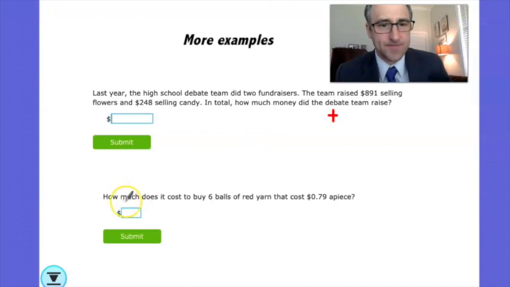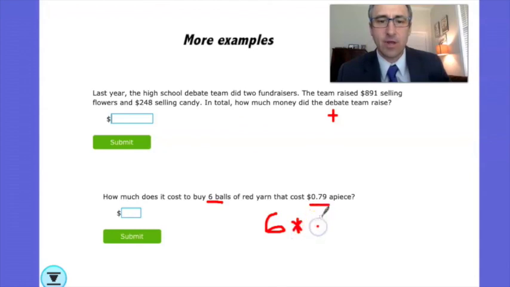Last question. How much does it cost to buy 6 balls of red yarn that cost 79 cents a piece? I haven't done this operation today. You have 6 balls, each cost 79 cents. We could add 79 6 times, but the quicker way is to multiply 6 times 0.79.